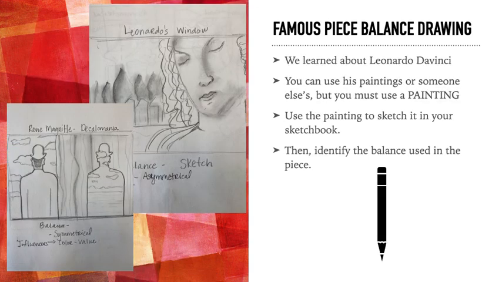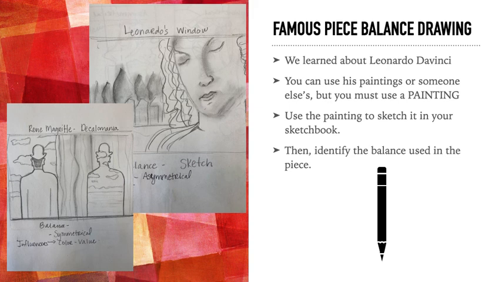The next activity you're going to be doing is your famous piece balance drawing. So this week you learned about Leonardo da Vinci. You can use his paintings, which if you can see in my example, there's Leonardo's window, or someone else's, but you must use a painting. So I did one of Leonardo's, and then I did a Rene Magritte painting there, which shows symmetrical balance. You can see it's called the bowler hat.